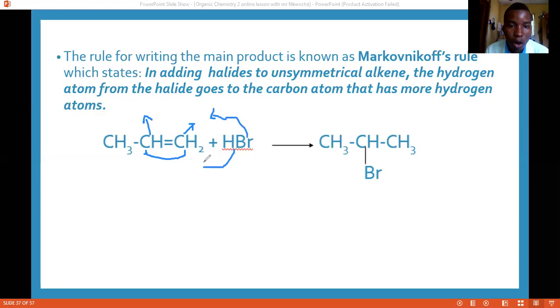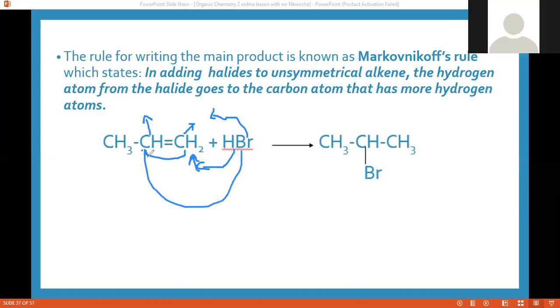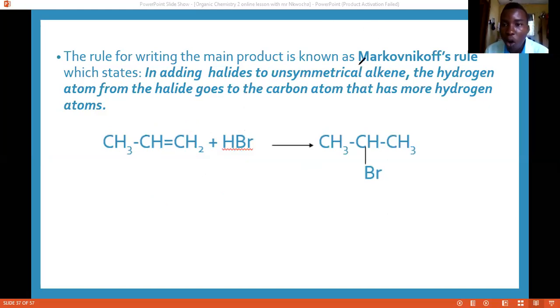So first of all, there's a common atom effect. The hydrogen will go to the first carbon that has more hydrogen atoms, while the bromine will go to the second carbon that has fewer hydrogen atoms. That law is known as Markovnikov's rule. Look at it at the top of the screen: Markovnikov's rule. What does the rule say? It says that when we have an unsymmetrical alkene, the hydrogen goes to the carbon of the double bond that has more hydrogen atoms, while the halogen goes to the second carbon that has fewer hydrogen atoms.